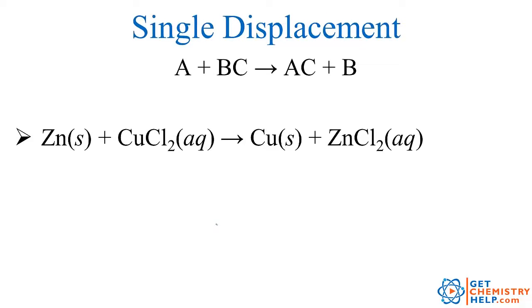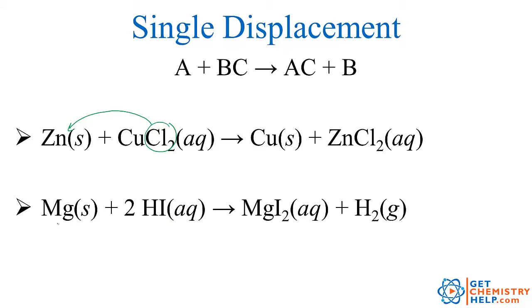Now for single replacement, remember, there's one part of a substance that moves and becomes part of another substance. So here's zinc plus copper(II) chloride forming copper plus zinc chloride. So notice the chlorine was with copper and it was displaced and partnered up with the zinc. Here's another example. Magnesium metal reacts with hydroiodic acid to make magnesium iodide plus hydrogen gas. So the iodine was with hydrogen and it was displaced, and now it's with the magnesium to make magnesium iodide.